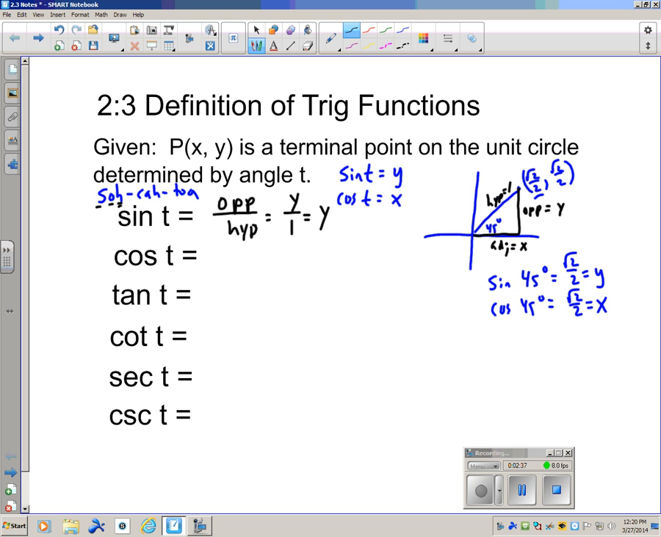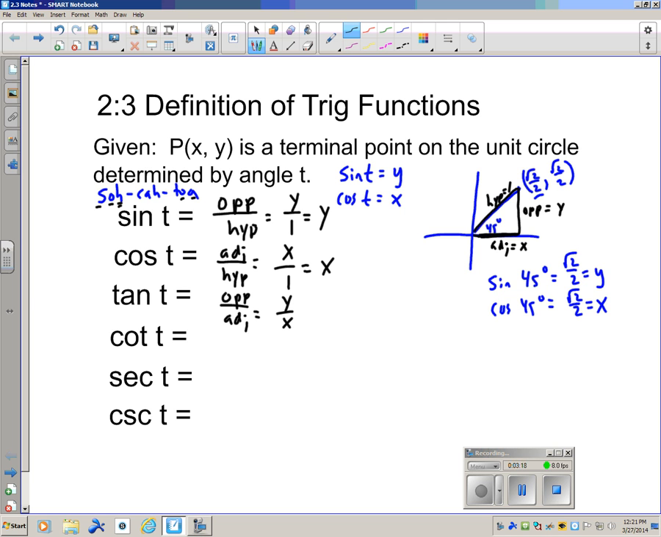And cosine is our adjacent over our hypotenuse, according to SOHCAHTOA. According to our triangle that we drew out, our adjacent is x, and our hypotenuse is 1. So we end up getting that the cosine is equal to x. The tangent, according to SOHCAHTOA, is our opposite over our adjacent. On this triangle we can see it's opposite over adjacent, so it's our y over our x. We're just going to leave it like that, y over x.